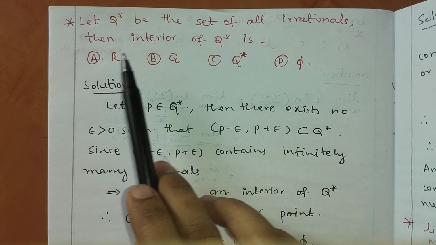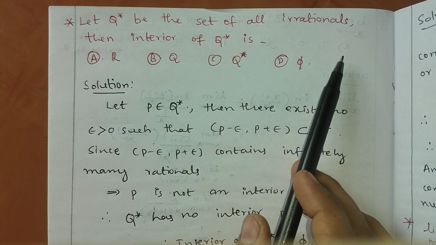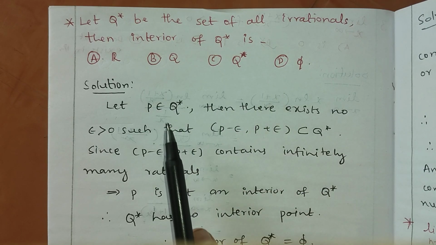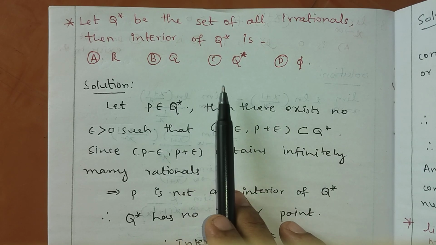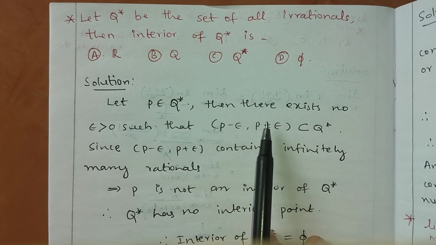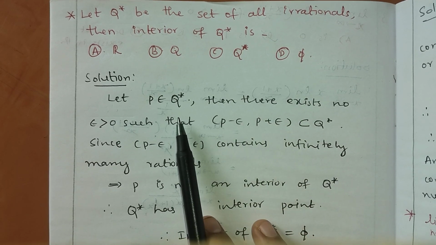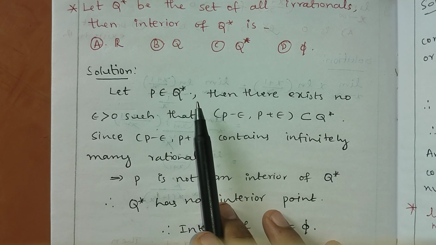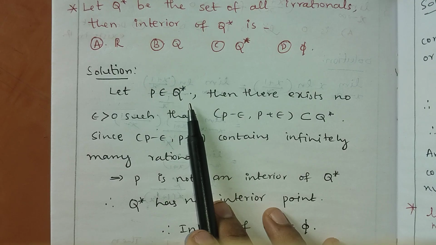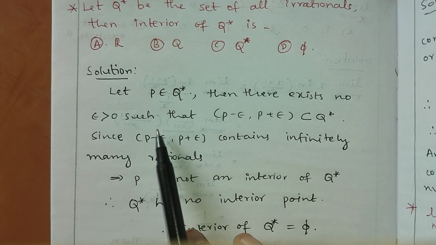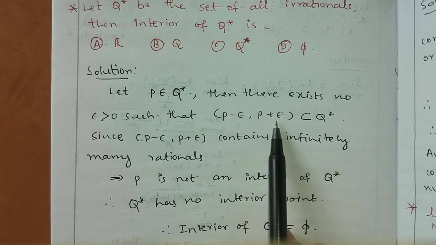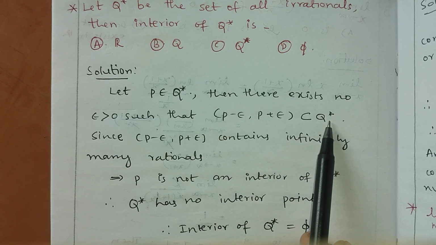Next question. Let Q star be the set of all irrationals. Then the interior of Q star is: option A, R; option B, Q; option C, Q star; option D, empty. So let us find the interior of Q star. Let P belong to Q star, that is, the set of all irrational numbers. Let P be an irrational number. Then there exists no epsilon greater than 0 such that (P minus epsilon, P plus epsilon) is contained in Q star.